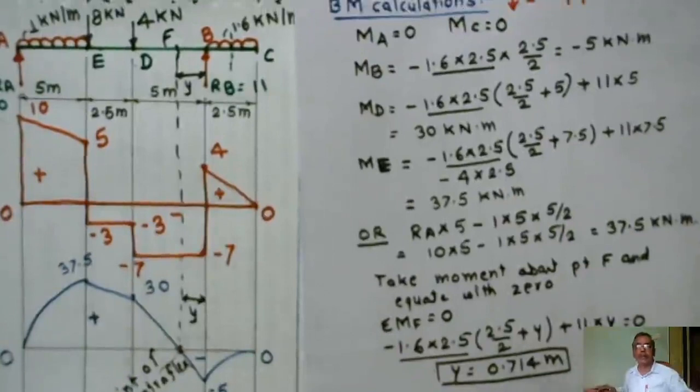I hope you understood this numerical, and in this numerical how to calculate its point of contraflexure. Okay, thank you.